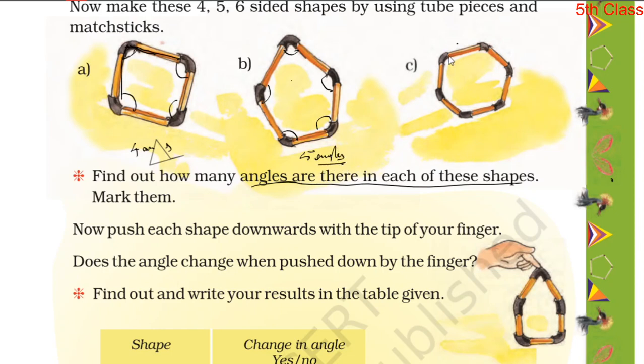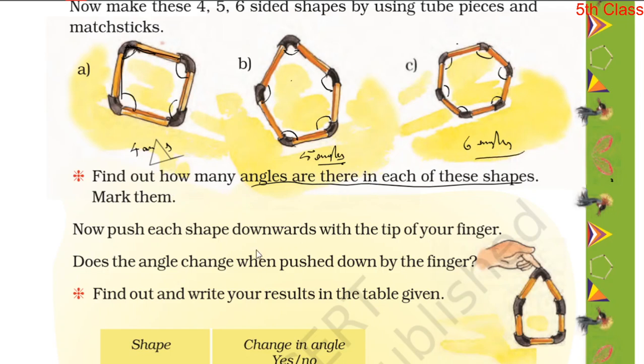Now consider the third figure. This is the angle made by these two arms. This one 1, 2, 3, 4, 5 and 6. Here this figure has 6 angles.